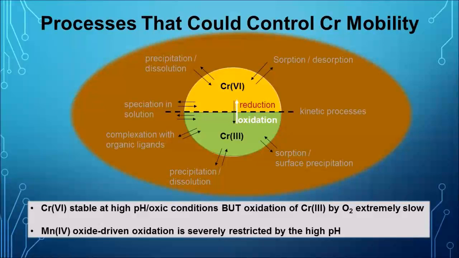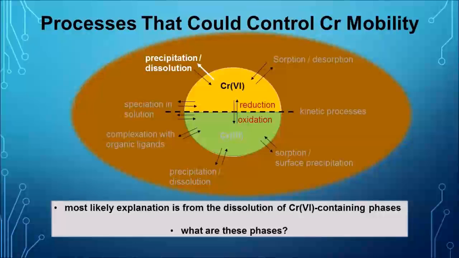The other source of chromium-3 oxidation that's been reported in the literature as early as the 1990s by Bruce James was manganese-4 oxide-driven oxidation. But again, considering the pH of the system, we know that this process is severely restricted at high pH. And so what we're left with is that the most likely explanation for the chromium-6 continuing to leach out is via the dissolution of chromium-6 containing phases. So the next thing we needed to know was, what are these phases?